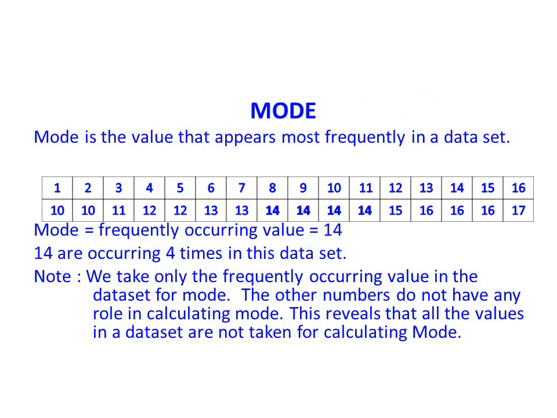Mode is the value that appears most frequently in a dataset. Mode equals frequently occurring value equals 14. 14 is occurring 4 times in this dataset. You can see that we take only the frequently occurring value in the dataset for mode. The other numbers do not have any role in calculating mode. This reveals that all the values in a dataset are not taken for calculating mode.